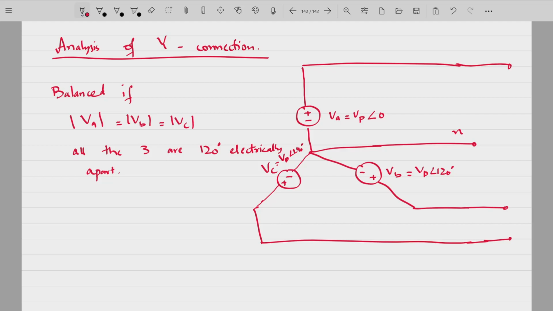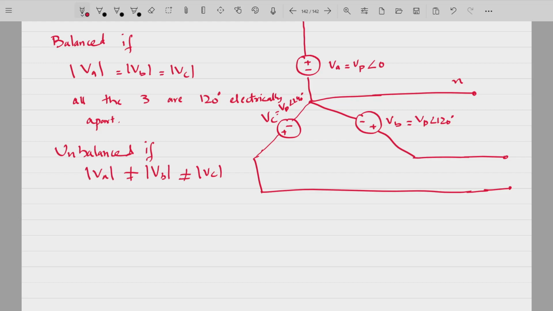So you have a three phase system. It is said to be balanced if the magnitude of VA, VB and VC is the same and they are 120 degrees apart from each other. It is said to be unbalanced if the magnitude of VA is not equal to the magnitude of VB is not equal to the magnitude of VC, even though the phases will still be 120 degrees apart from each other.